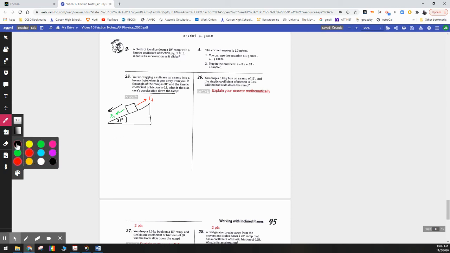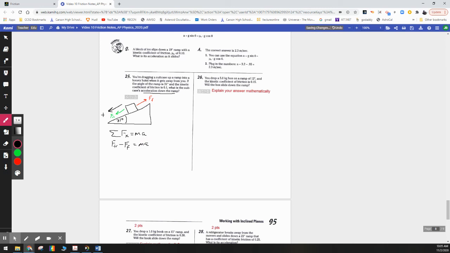Let's take a look at what we're going to be doing. This time we're going to do the sum of the forces in the x direction equals ma. It is accelerating, so velocity is not constant. We'll say down the ramp is positive and up the ramp is negative, so friction will be negative. We have the parallel force minus the force of friction, which equals ma.